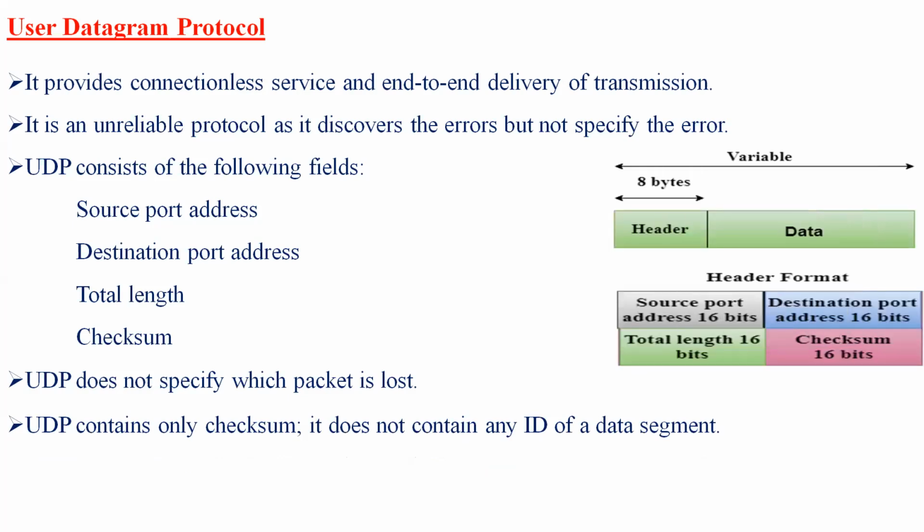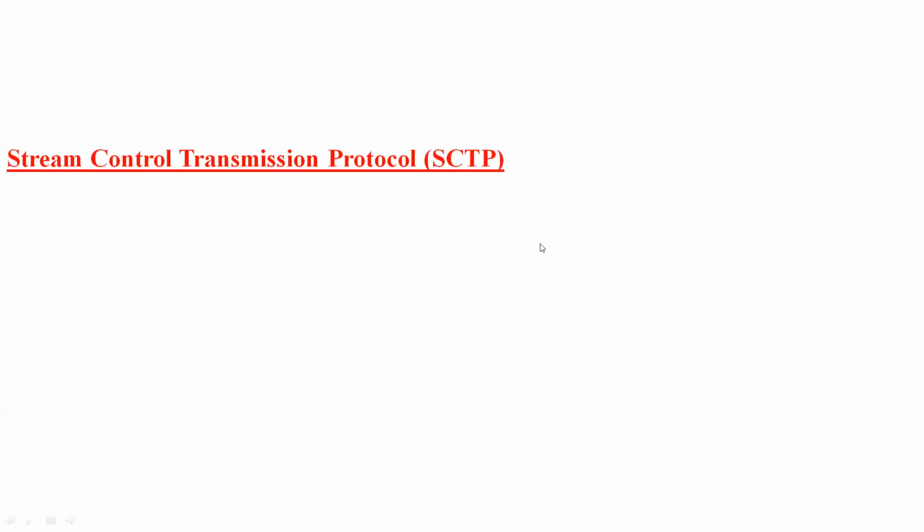This is how the header format of User Datagram Protocol looks. Here we have a 16-bit checksum as well as the length of the UDP segment, which is 16 bits in the transport layer. And we have a source address and destination address. Here we have a header and the data.